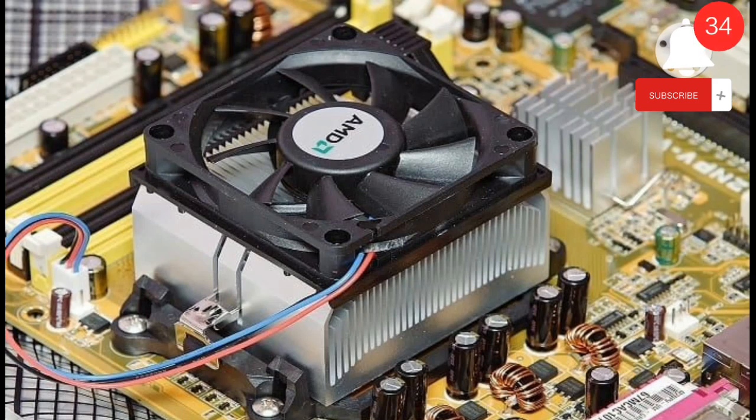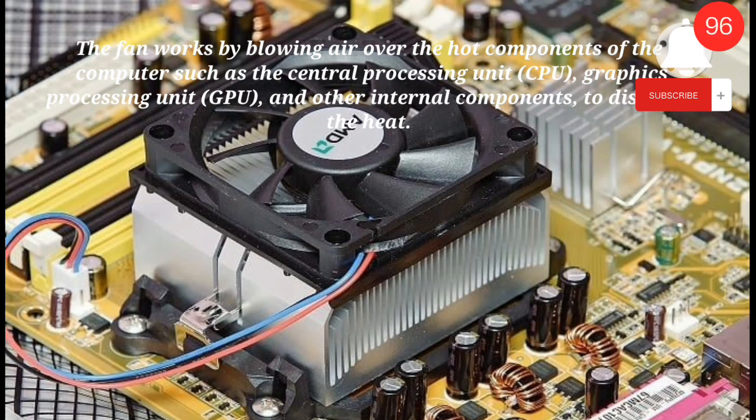Now this is the CPU fan or cooling fan. The fan works by blowing air over the hot components of the computer, such as the central processing unit, graphics processing unit, and other internal components to dissipate the heat.